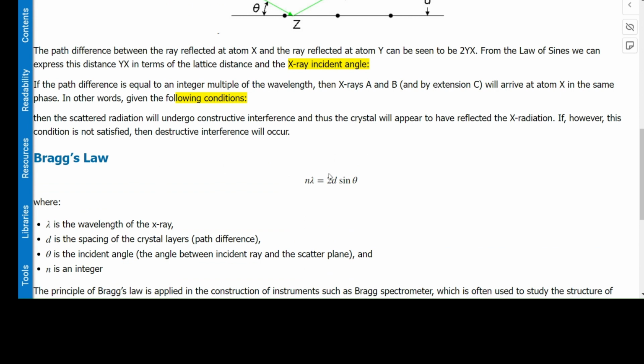That's what n represents. So we usually start at 1, 2, and the probability falls off. The intensity of 1 is the strongest, and so on. But that's not the most important thing. The most important thing is that it relates the wavelength, the angle, and the lattice spacing.